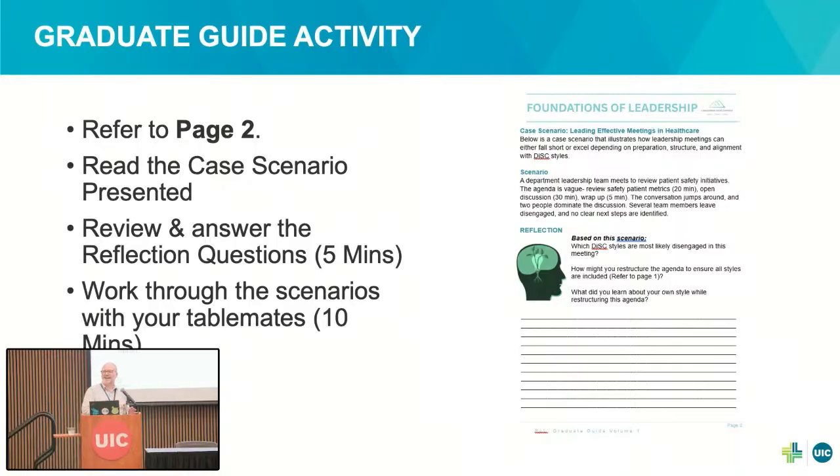So with everything that Angelique just walked us through, the ideas of what different DiSC styles might need, both from the meeting and specifically the agenda, what we'd like you to do is take a couple of minutes, first on your own, and then with your table group, to consider which styles during this scenario might have been disengaged given the poor agenda and the outcome that we've discussed. And then how you might restructure the agenda to ensure that all styles are included. So going back to page 1 and considering what Angelique has shared with you. Is that clear as mud for folks?